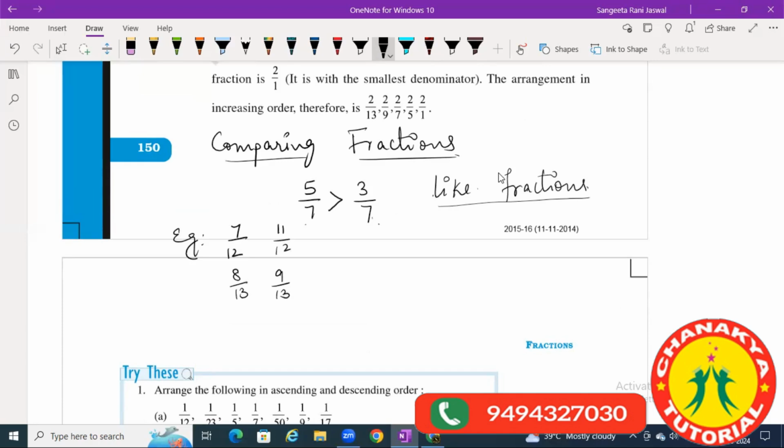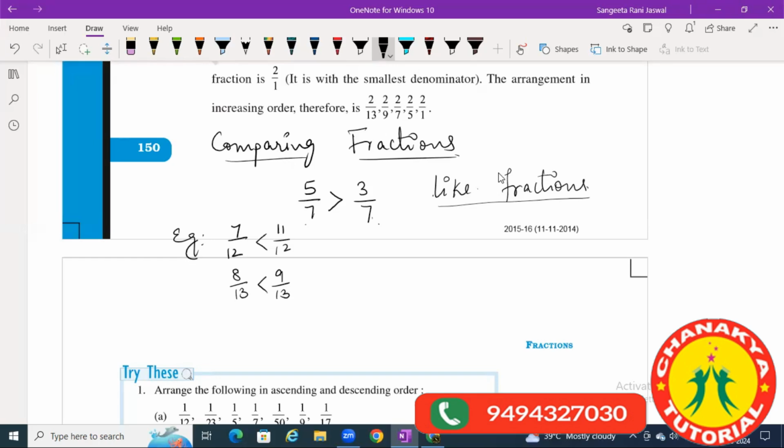First, 11 by 12. Very good. And this one, 9 by 13. Okay. These were some examples, or you can write down examples also. So you understood this comparing fractions in case of like fractions.